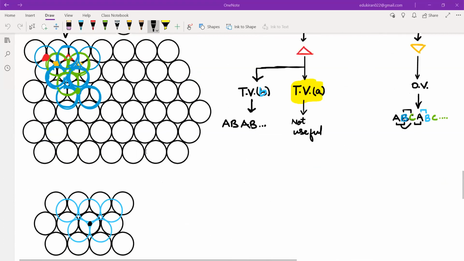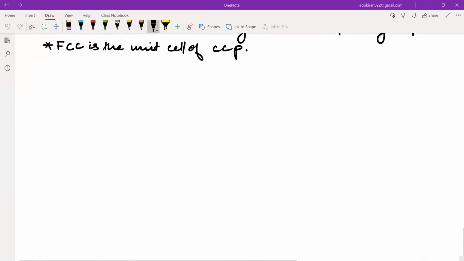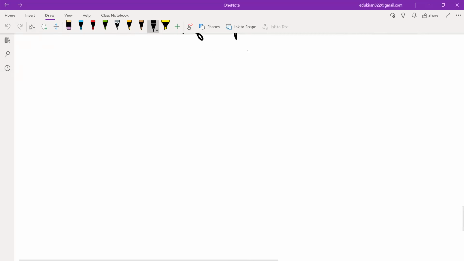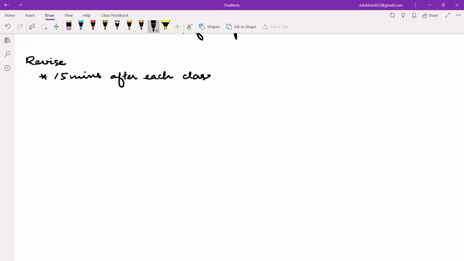We discussed all of these things. So how will you revise? First of all, what you will do after each class, 15 minutes after each class. And the best way to do this is, you write with a black pen or blue pen, right? All of you, yes or no? Yes, sir. Correct? So how will you revise for 15 minutes after each class?